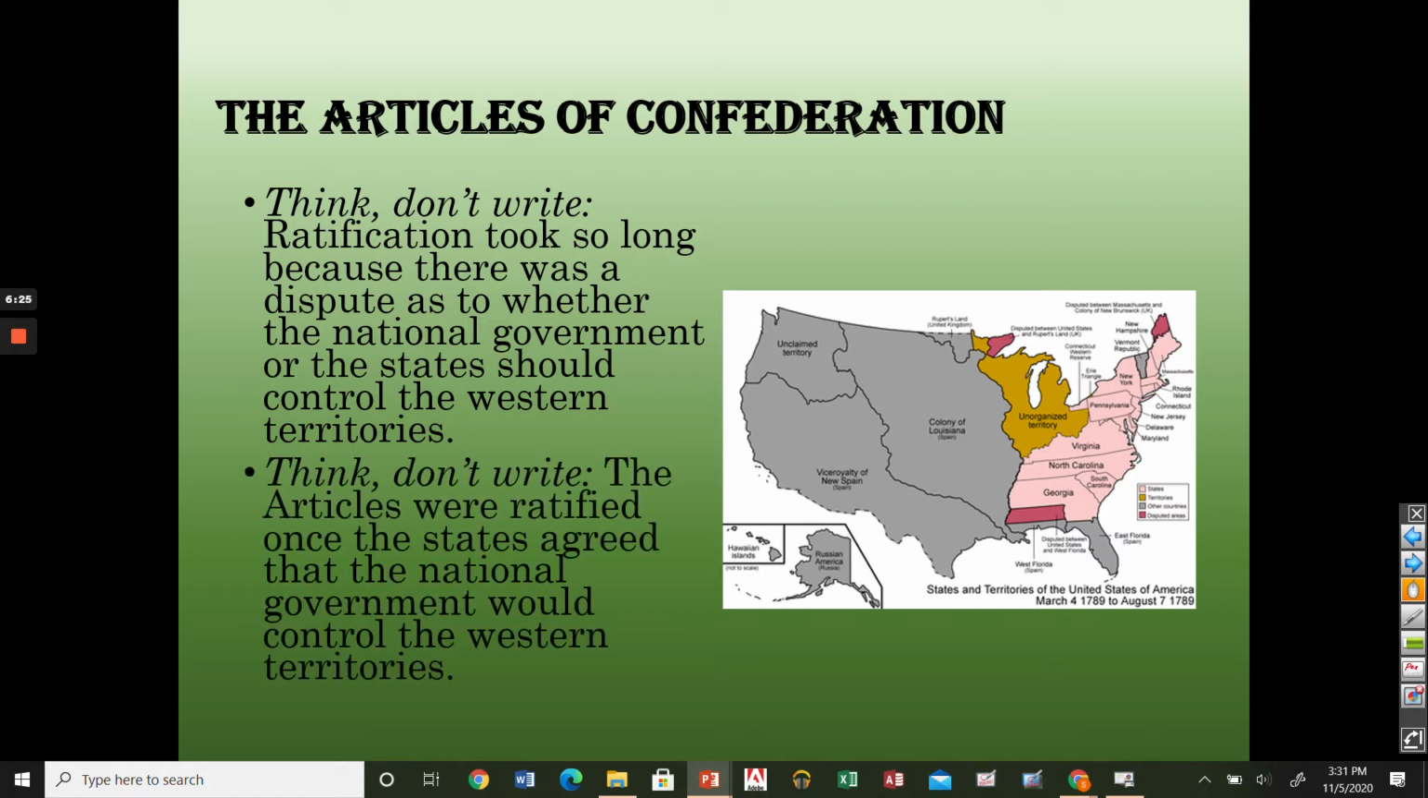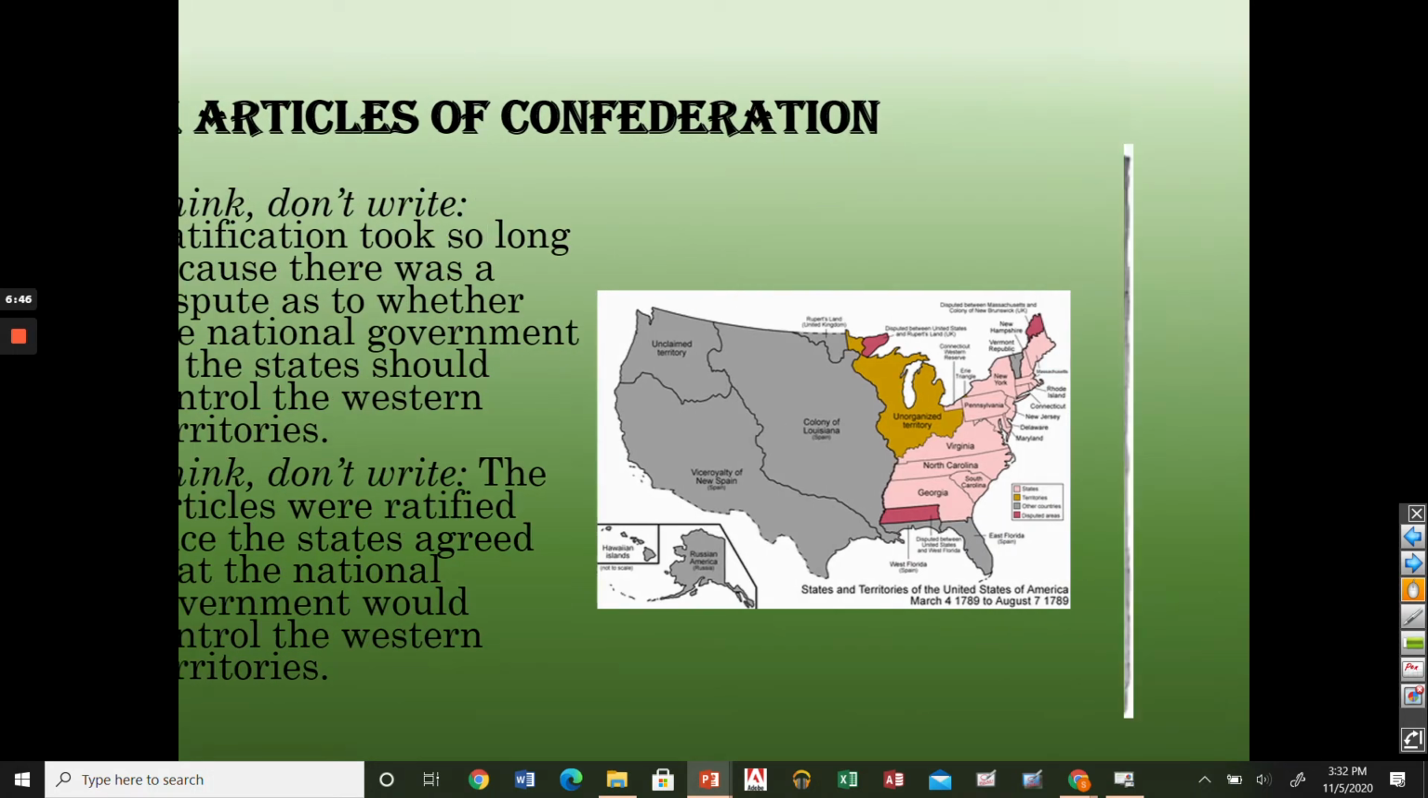And ultimately, it was decided the national government is going to control the Western territories. That's how we are going to end up eventually with 50 states and not just 13 really, really giant states. They're going to say, okay, any new land goes to the national government. And then in part 2 of this lecture, we'll talk about some of the rules they came up with to turn that newly acquired land into states.